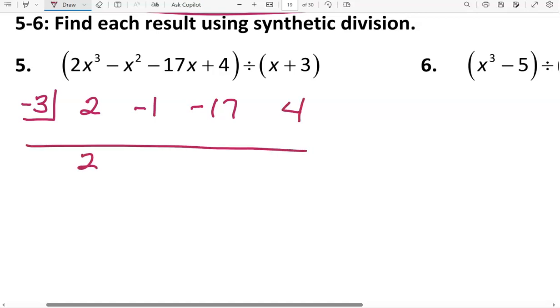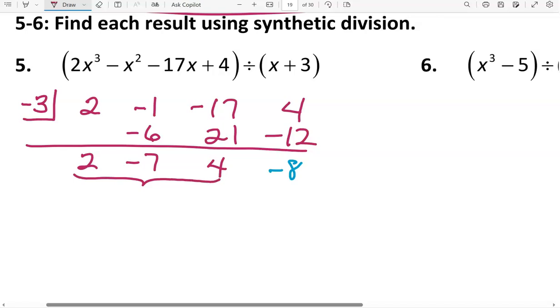Skip a line, bring down the 2. Times negative 3 is negative 6. Add that column. Negative 7 times negative 3 is positive 21. Adding that column, we get positive 4. 4 times negative 3 is negative 12. Add that column, we get negative 8. Now we need to write what this quotient means.